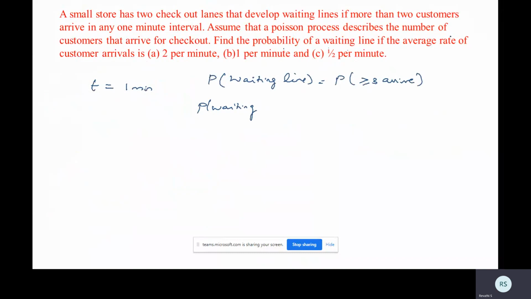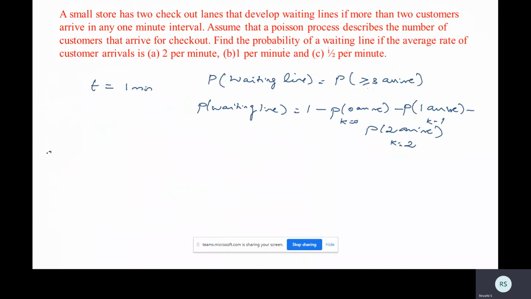With more than 2 customers only, you are having a waiting line. So when there are 3 arrivals or more, we will be having a waiting line. Okay, so the probability of waiting line is nothing but, again here, greater than or equal to 3, right? So you do 1 minus probability of 0 arrivals minus probability of 1 arrival minus probability of 2 arrivals. So whenever you put 0 arrivals, remember k equal to 0, 1 arrival, k equal to 1, 2 arrivals, k equal to 2.